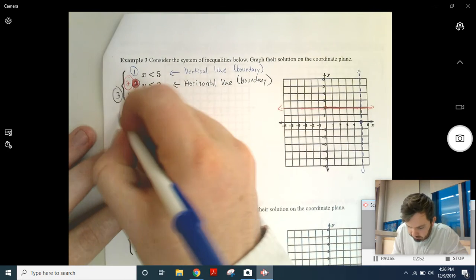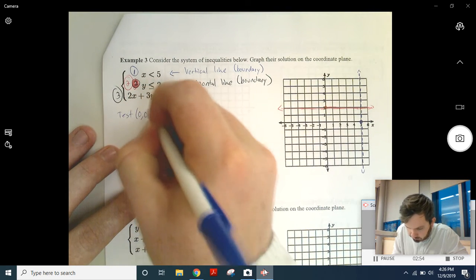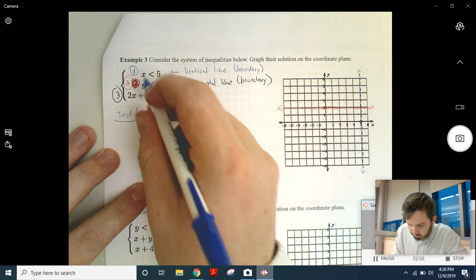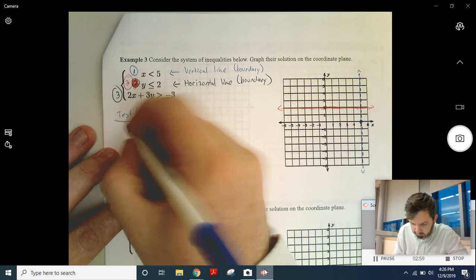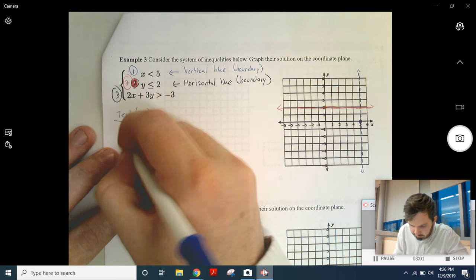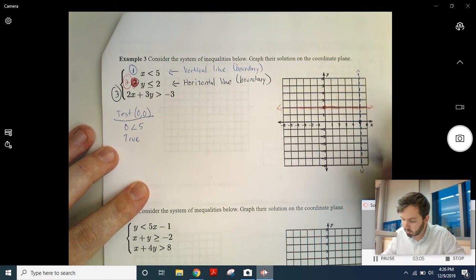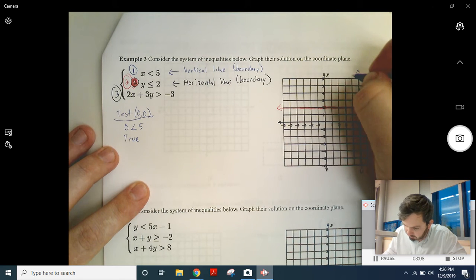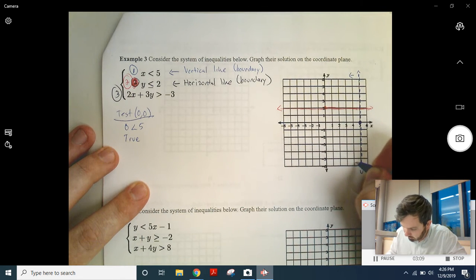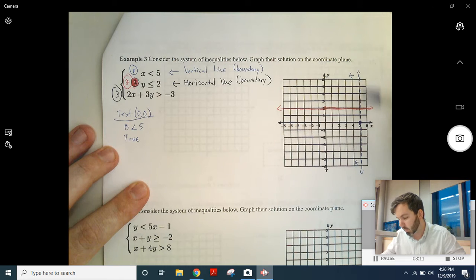So we're going to test 0, 0 for our first inequality. We don't have a y to plug in. That's okay. We're going to have 0 for x: 0 is less than 5. That's a true statement. So that means that for my blue inequality, we want to be shading 0, 0. So I'm going to have my little arrows going off in this direction, saying that we would be shading over here.